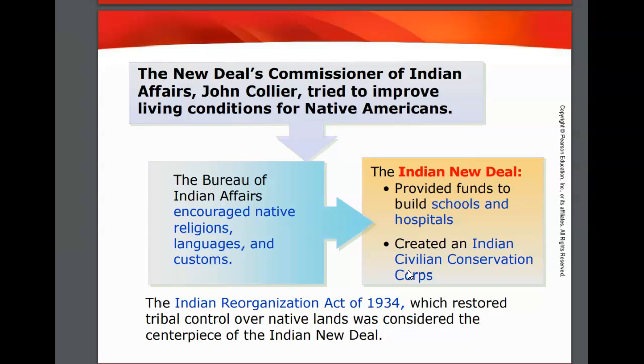There were some, though, keep in mind, New Deal measures that actually hurt American Indians. For example, federal authorities determined that large herds of sheep that were tended by the Navajo were causing soil erosion on the Colorado River.